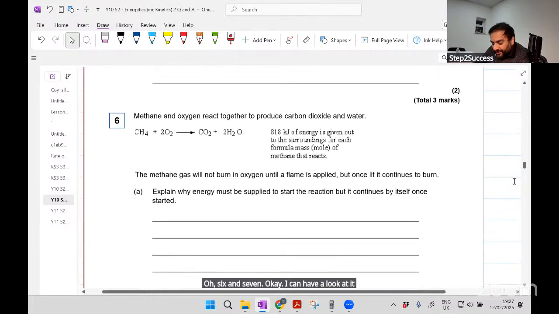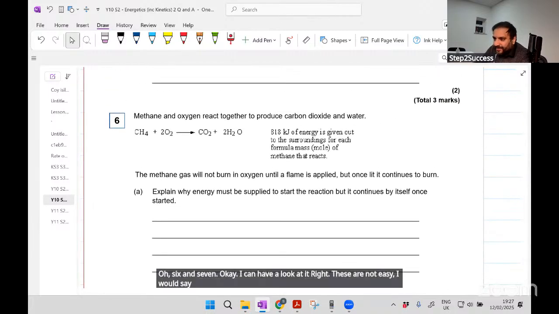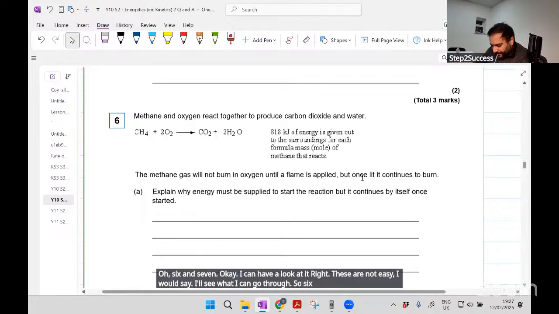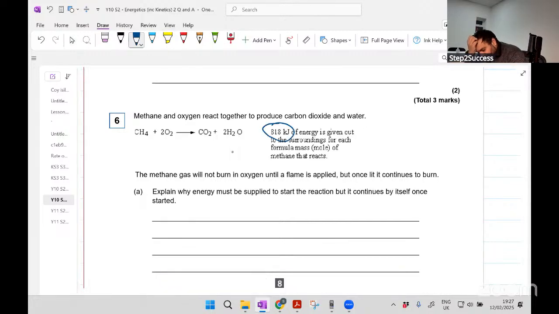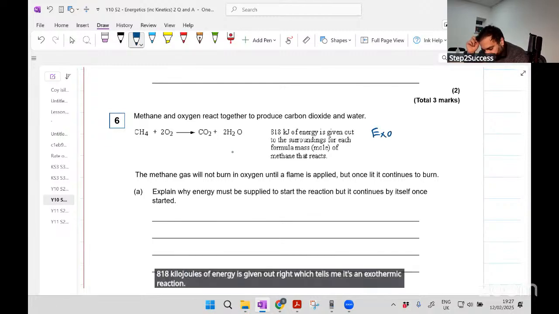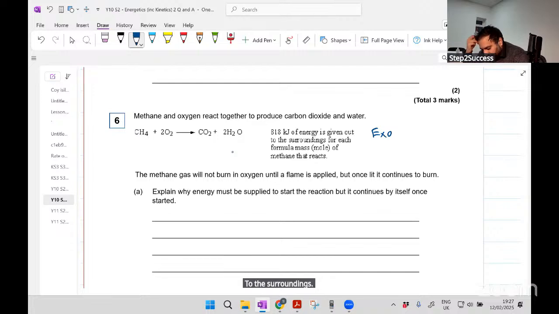Right. These are not easy, I'll say. I'll see what I can go through. So 6 and 7 on this one. Methane and oxygen react together to produce carbon dioxide and water. 818 kilojoules of energy is given out, right? Which tells me it's an exothermic reaction to the surroundings, for each mole of methane that reacts.